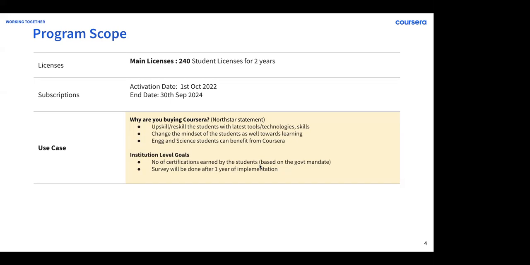And the plan is also to conduct a survey with the students to understand how they think they have been benefited by the Coursera platform after they have used it for a year or so. So this is basically the use case, or the goals that the university has in terms of this partnership.